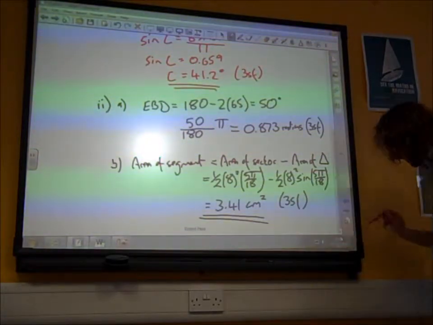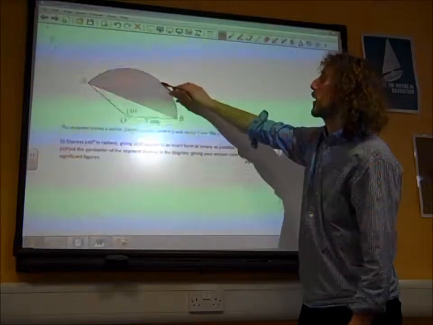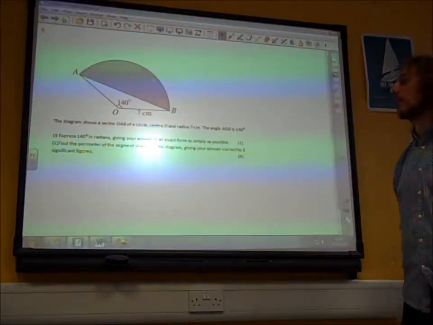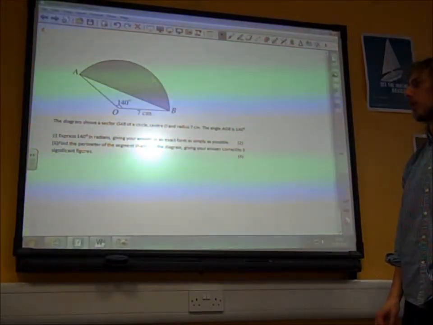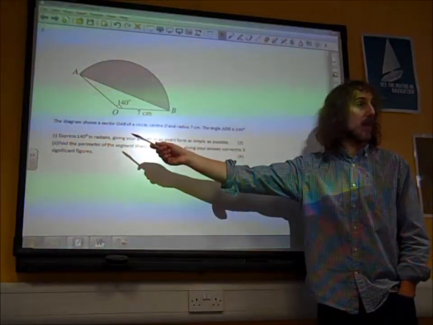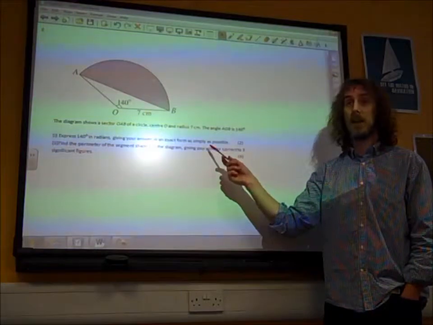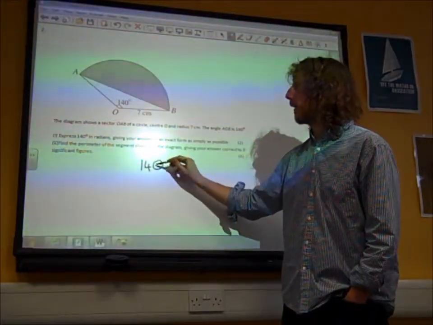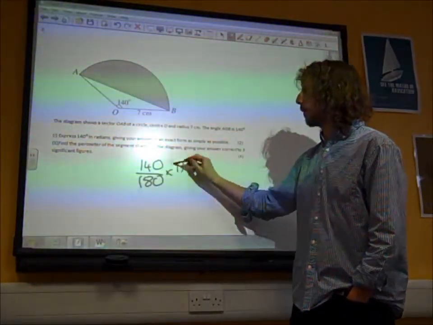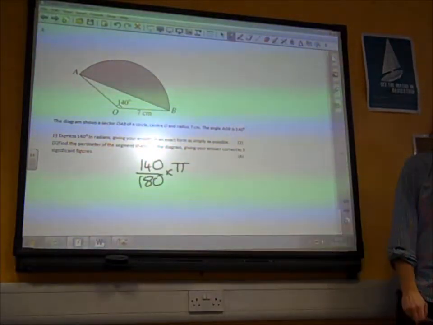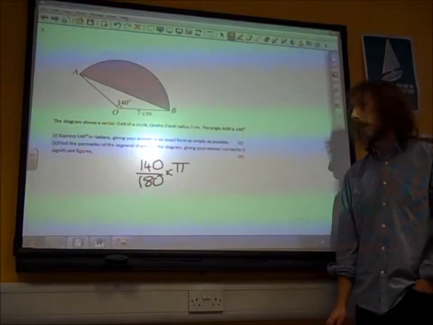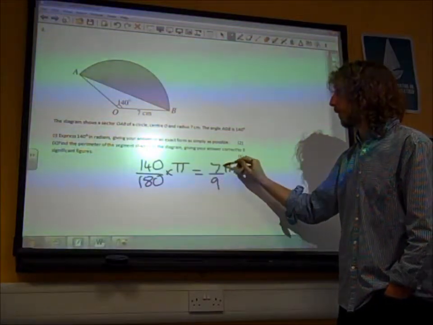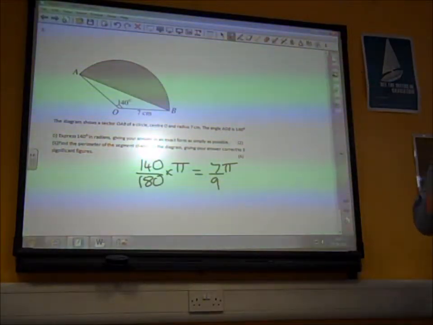Great. Question 2. We have another very similar question, with this difference between a segment and a sector of a circle. Express 140 degrees in radians, giving your answer in an exact form as simply as possible. To convert from degrees to radians, we write 140 out of 180 times pi. That is 140 degrees in radians. It did say as simply as possible, so that is 14/18 or 7/9 of pi, as simply as we can get it.